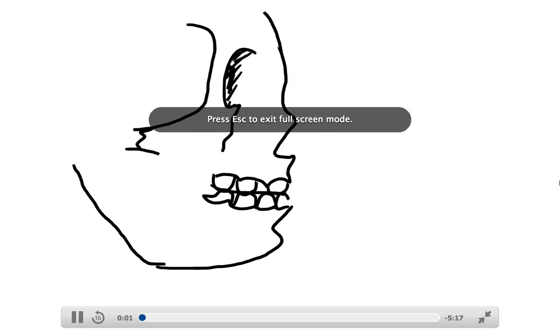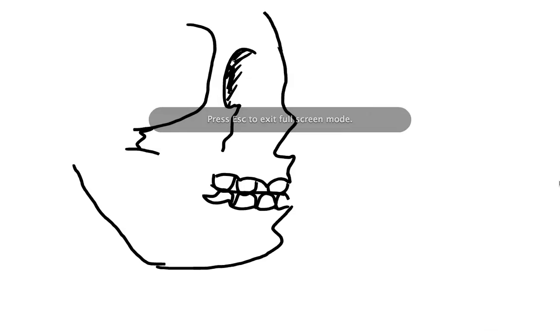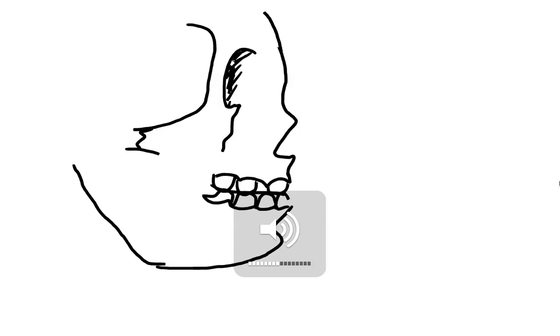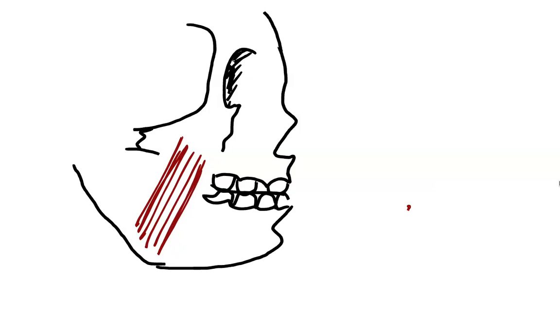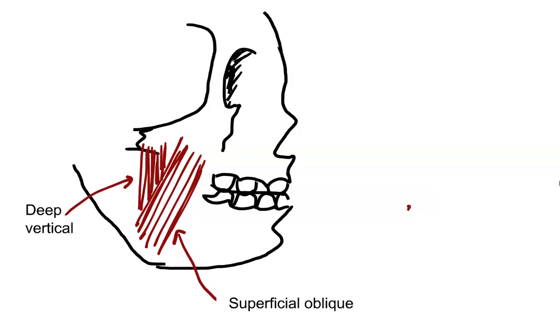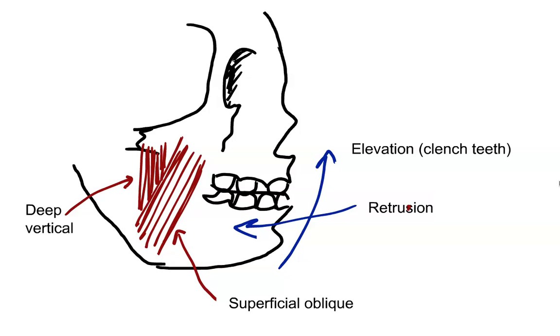The masseter muscle is quadrilateral in shape, covering the ramus of the mandible, and its deep fibres are vertical in their orientation, whilst the superficial are oblique. The mandible can elevate the jaw to allow teeth to be clenched. Retrusion of a protruded mandible, so drawing it back. An ipsilateral excursion, which is moving the mandible to one side.